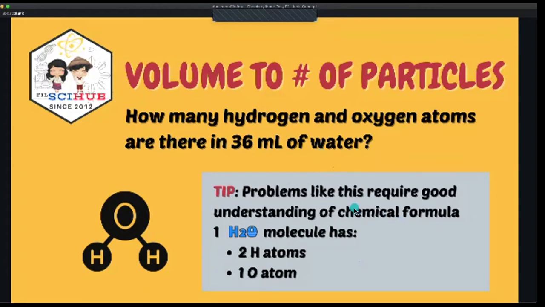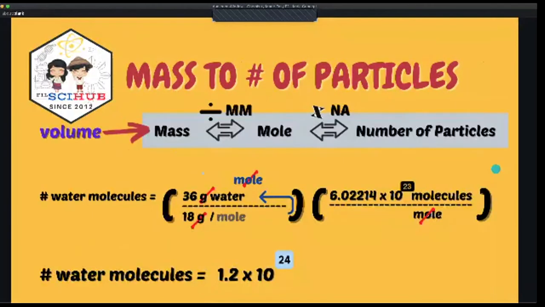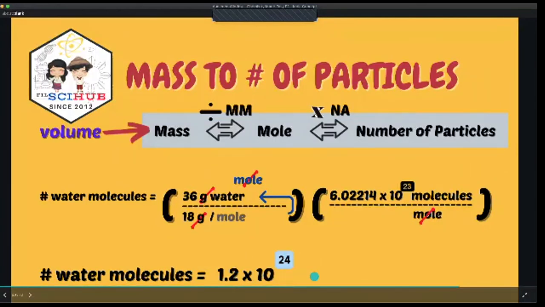So students in the audience, take note of this. 1 molecule of water is composed of 2 hydrogen atoms and 1 oxygen atom. So ito, magagamit natin to as we solve this problem. So yung unang step na kailangan nyong gawin dito is you were given 36 ml of water, which we have solved already kanina, di ba? Nakita nyo na ang sagot dito is sa 36 gram, you have 1.2 times 10 to the 24 molecules of water. So this answer is one of your givens, no?